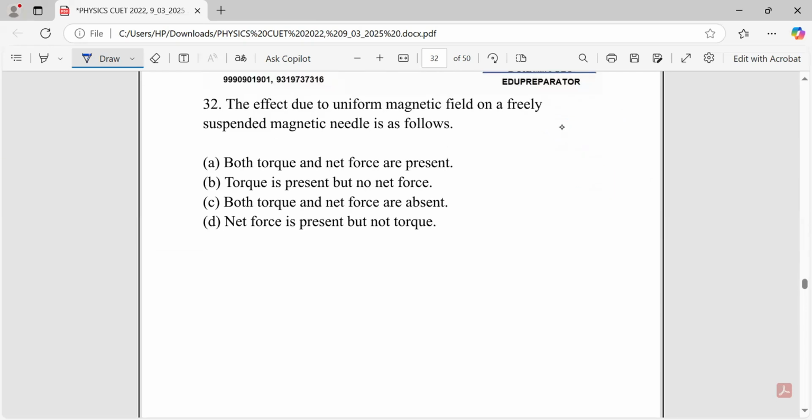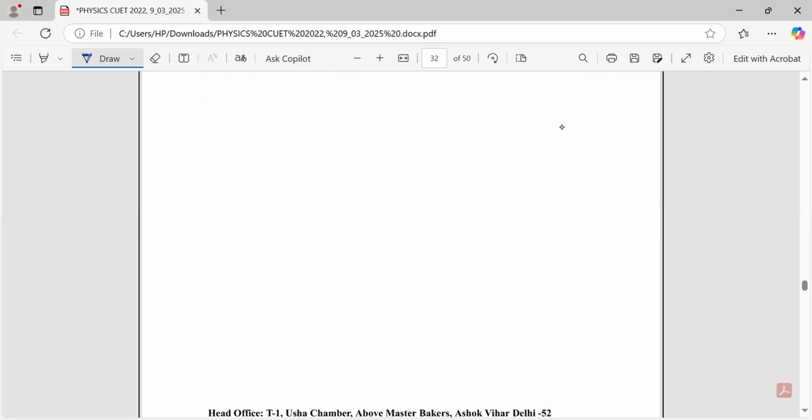Question 32 is about the effect due to a magnetic field on a magnetic needle. Magnetic needle itself is a magnet. So when you place this in the magnetic field, we know that because it is a uniform field, torque will be present, but there will be no force acting on it. See, while deriving the relation torque is equal to mb sin theta, we have done this: force is 0, torque is not 0.